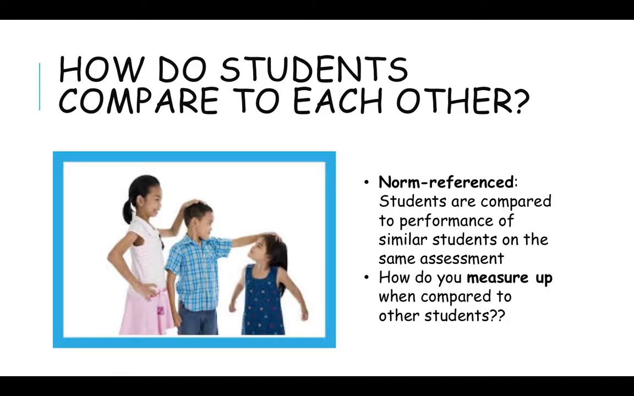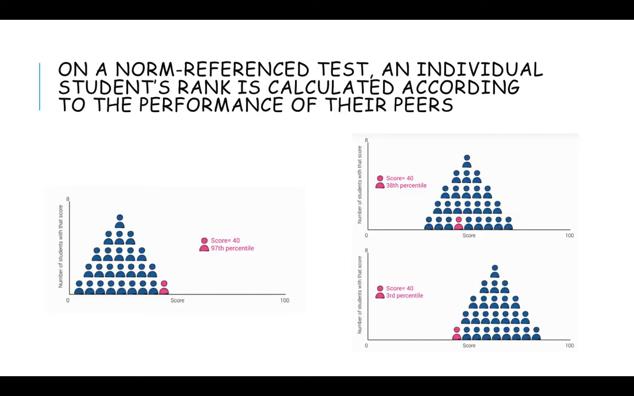So here's your image to kind of think of. Sweet little girl is not really comparing to how tall this girl is. Okay, so how do students measure up in comparison to each other? So again, this is directly from your reading. On a norm reference test, an individual student's rank is calculated according to the performance of their peers.